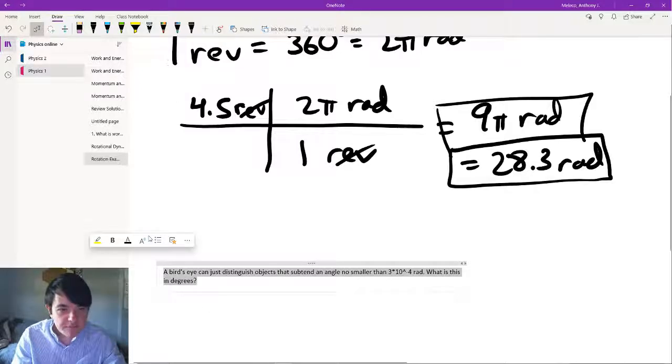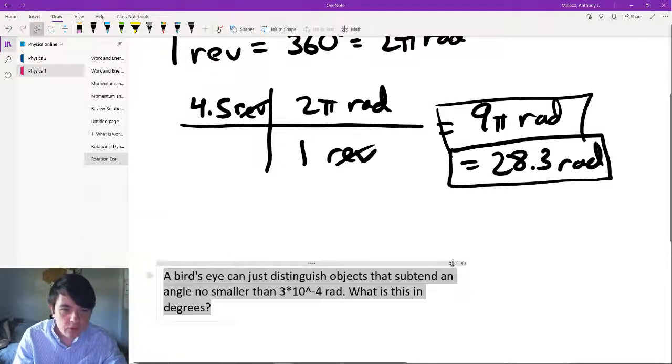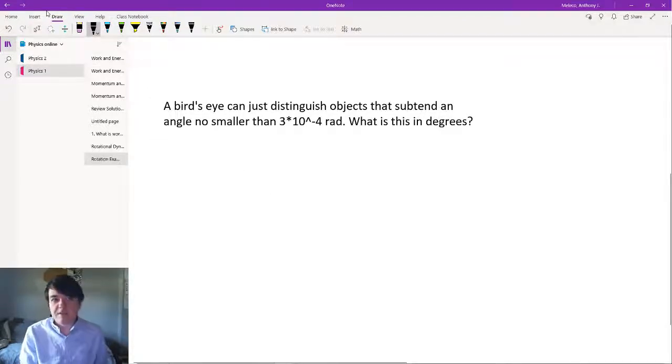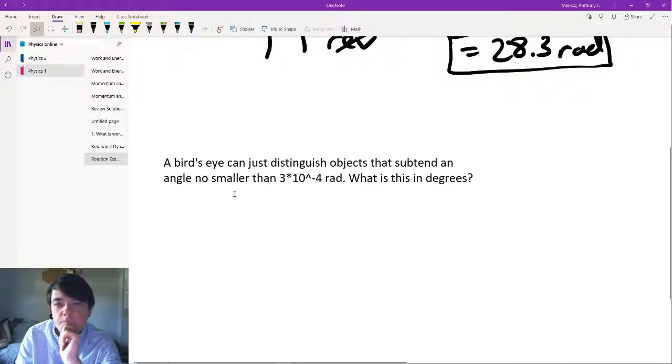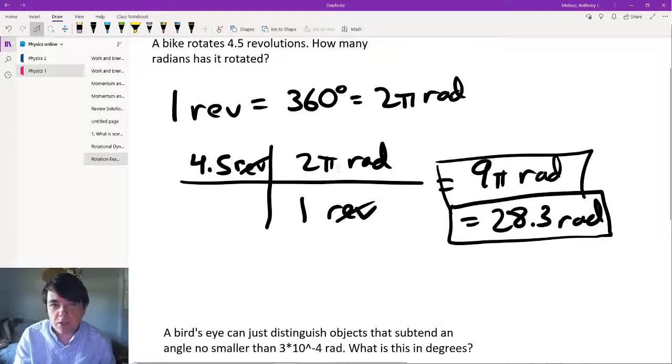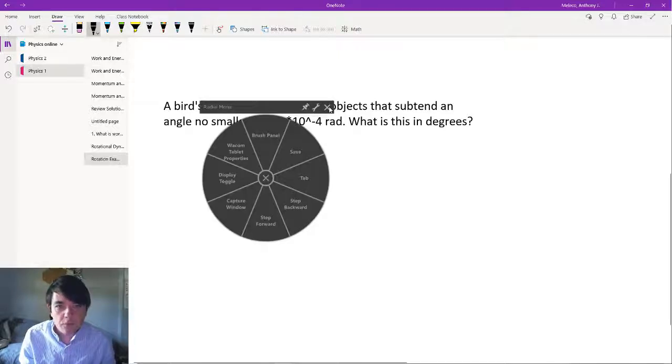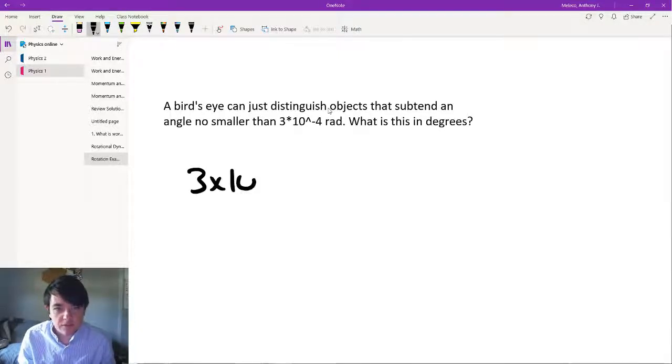This next one is also a conversion question, but it's kind of cool because it talks about a particular type of bird. We're not told what it is, but birds are said to have really good eyesight. In this example, we'll see just how great their resolution is. A bird's eye can distinguish objects that subtend an angle no smaller than 3 times 10 to the minus 4 radians. We want to know what that is in degrees. We're going to use this conversion factor again, but this time we're starting in radians and going to degrees. So 3 times 10 to the minus 4 radians.